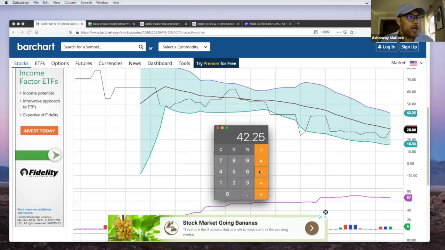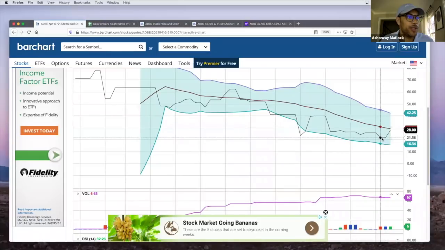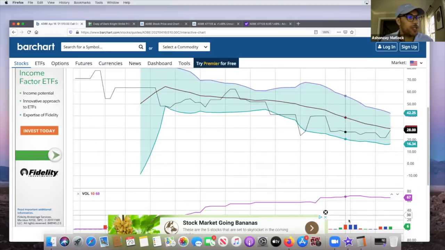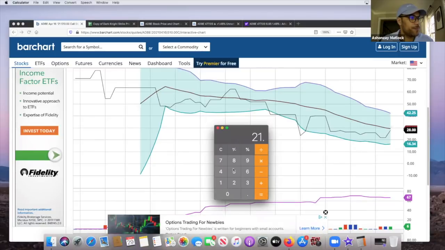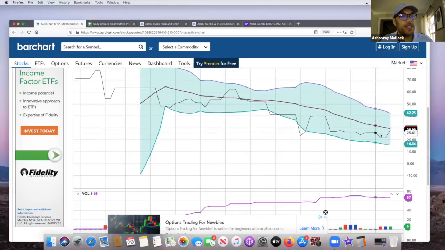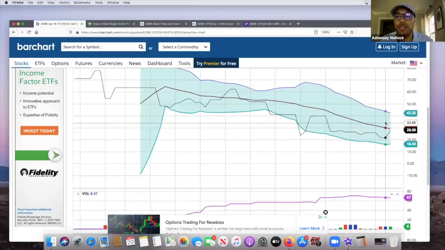42.25 minus, we paid, what was that? Let's say 21.50. We'll say 21.50 just to keep the numbers even. All right, divide that by 21.50. We are now talking about 96% on a leverage play. That's almost 100% on your money. So you basically would turn 21.56 into 42.25. And now, mind you, that's just basing it off this Bollinger, right?